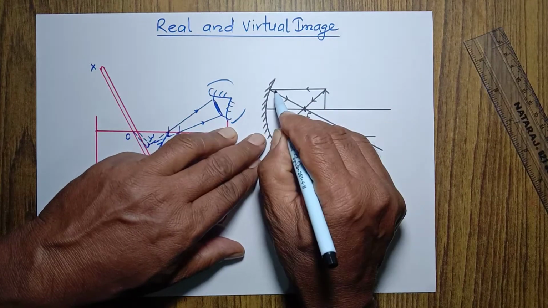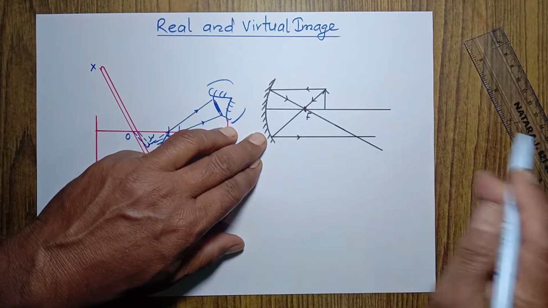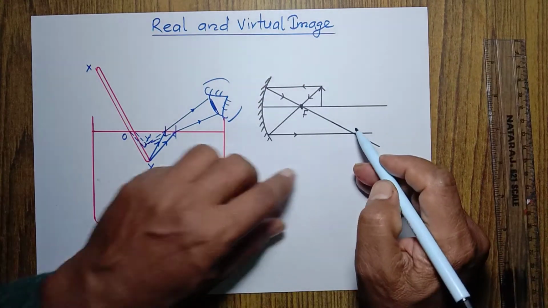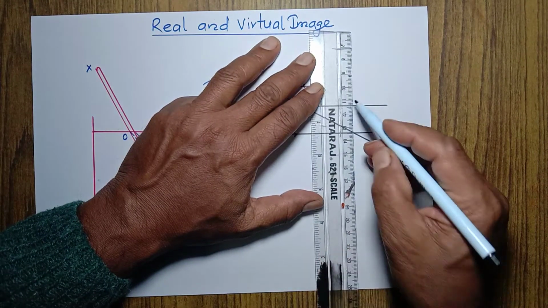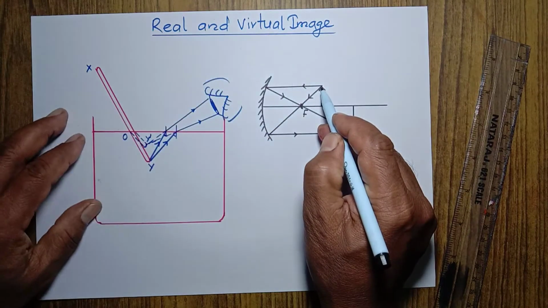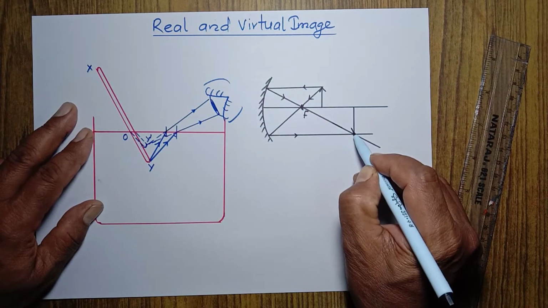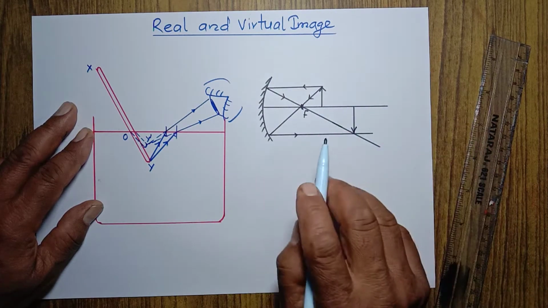Now this ray reflects like this, and after the reflection of light, both of them intersect at this point, and that's why the image forms at this point. This way the image forms. Since the ray coming from the head of the object intersects at this point, that's why the head goes down and the image of this object becomes inverted.